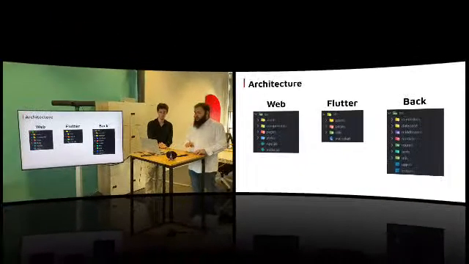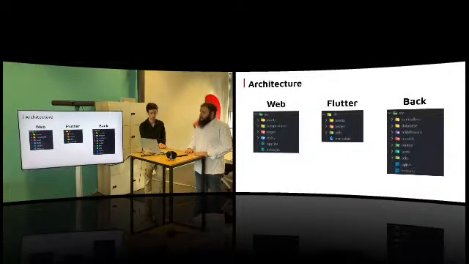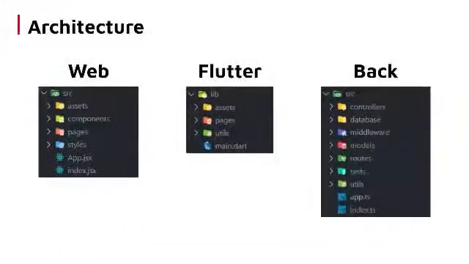For the architecture, for the web, we use the classic architecture of React with the components, the pages, the style to configure Tailwind CSS. For Flutter, it's the same classic architecture of Flutter: assets, pages, and the utility functions, the functions most used. On the back, we use the classic structure for an Express API application with a controller with the main functions and the routes to set up all the routes.